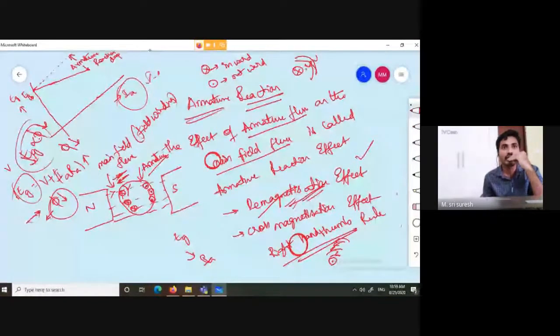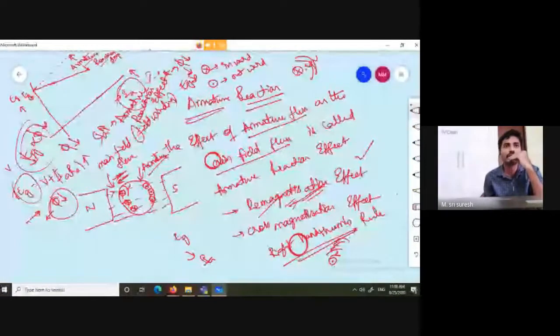So if we are loading the generator, the armature current is increased. The armature current is increased, which means the armature reaction effect is increased. Due to this, flux will reduce. If the flux is reduced, what happens to EG? EG value will decrease. So we can observe from this figure, the characteristics. As IA is increased, what happens to the EG value? EG value will decrease. This is due to armature reaction drop.